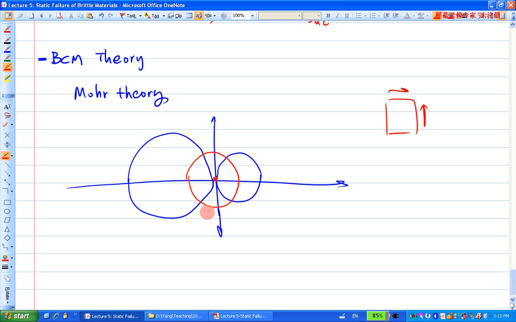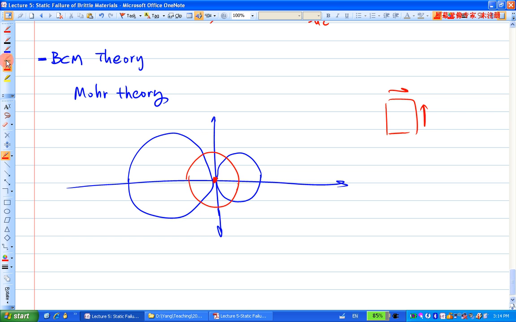And then you can do a pure compressive test. You will get a Mohr circle which will be purely on the left side here, right? And they're both tangent here. So that's 3 circles here, right? For basically any material you can get 3 circles like that.